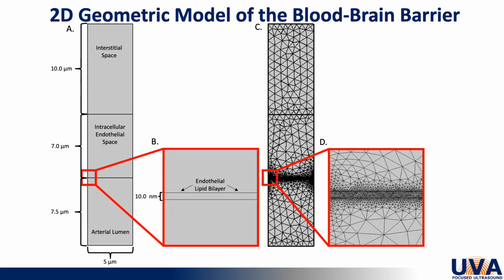So this is our 2D geometric model of the blood-brain barrier. We have four compartments: the arterial lumen, the endothelial lipid bilayer, intracellular endothelial space, and interstitial space. We generated a heterogeneous adaptive mesh that ranges from 1.5 micrometers all the way down to 1 nanometer, and we did this for computational efficiency because the endothelial lipid bilayer space is so small relative to the scale of the entire model.